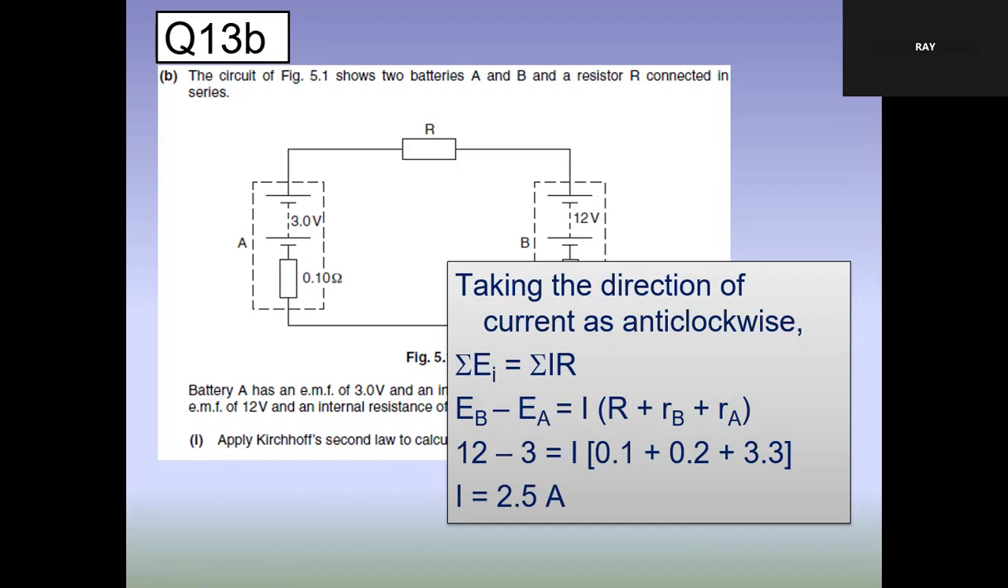Wait, teacher, how does this direction thing work? We take anti-clockwise current. This one is sending current out anti-clockwise, so it's 12 volt positive. This one is sending current clockwise, so it's minus 3. Then the same current is flowing through all the resistances: 0.1, 0.2 is here, and 3.3 is here. Simplify it, use a calculator. Can.